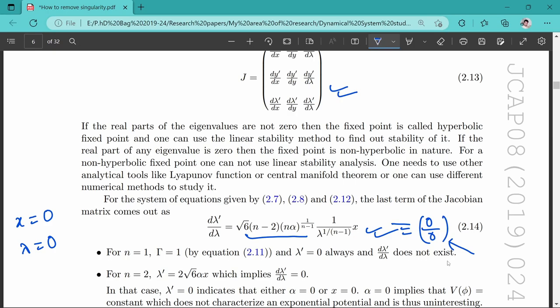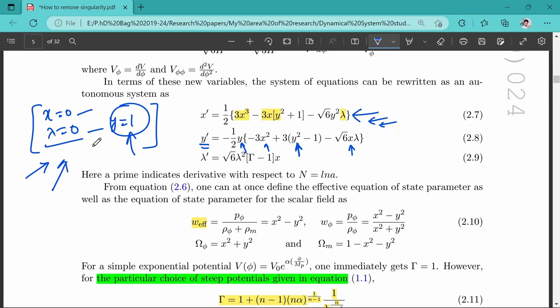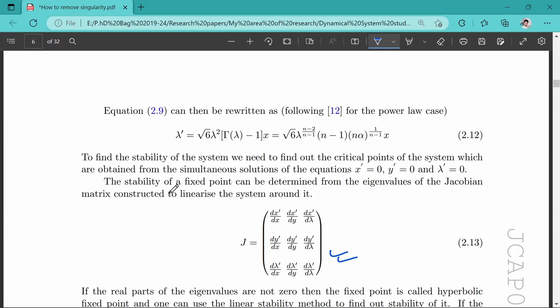It is an indeterminate form. It means that when the Jacobian is indeterminate or does not exist, then we cannot tell anything about this critical point. And which is absurd. When we try to understand the dynamics of the critical point, it is completely absurd that your determinant is no longer valid.